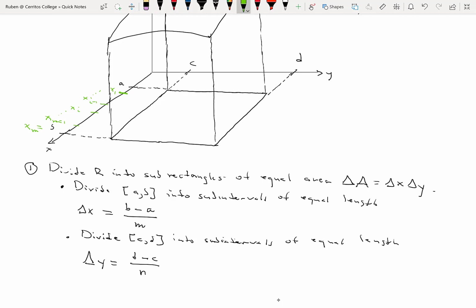I think we'll use the same green. So here's C, right above C is y sub 1, D is y sub n, and somewhere in between C and D is a typical subinterval. The lower endpoint of that interval will be y sub j minus 1, the upper y sub j. So we've divided up the interval from C to D into n subintervals of equal length delta y.